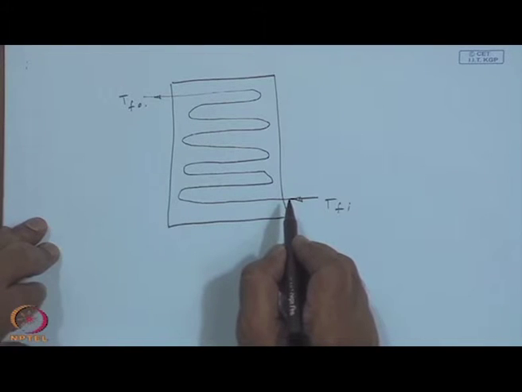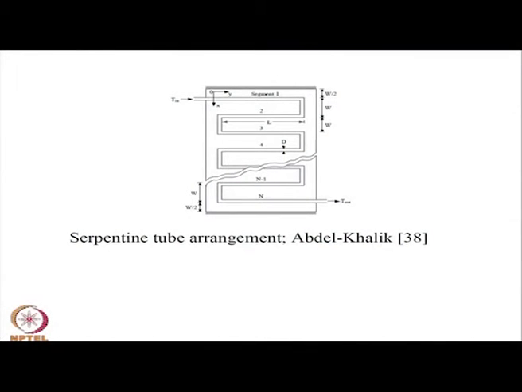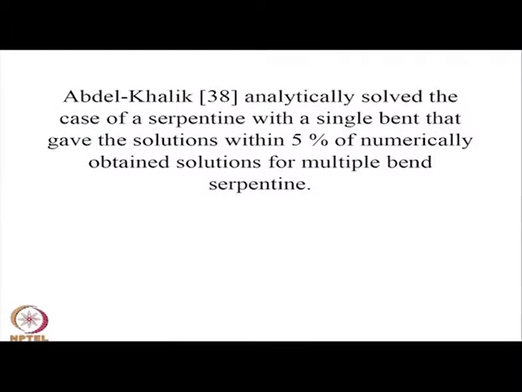Now, this picture you can see for segment 1 and segment 2, with the appropriate dimensions, or you can refer any textbook, for example, by Duffy and Beckman, to see the picture in clarity. So, they have analytically solved the case of the serpentine with single bend that gave the solutions within 5% of numerically optimal solutions for multiple bend serpentine. So, what they have done is simplification.